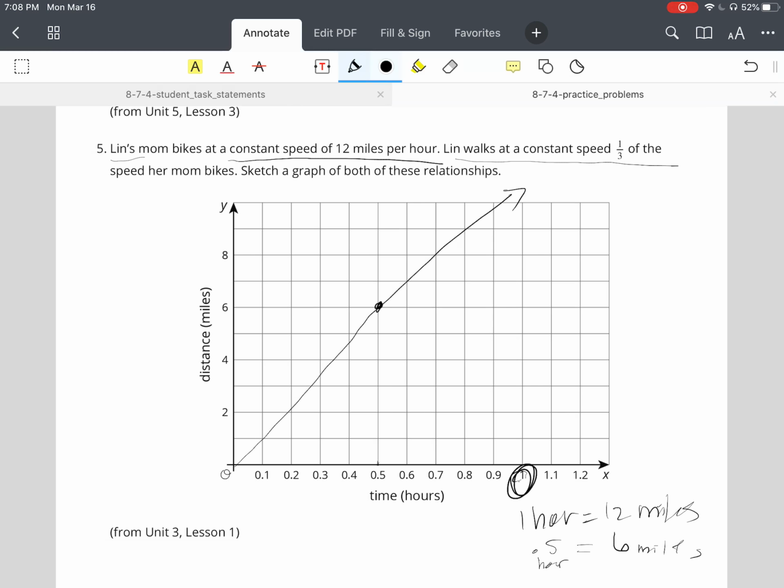Now, Lynn walks 1/3 of her mom's speed. So if her mom's speed is 12 miles per hour, and it's 1/3, what is 1/3 of 12? It is 4 miles per hour. If you don't know why, 12 over 3 is 4. That's why. So in 1 hour, we can actually do this one. Lynn walks 4 miles per hour.